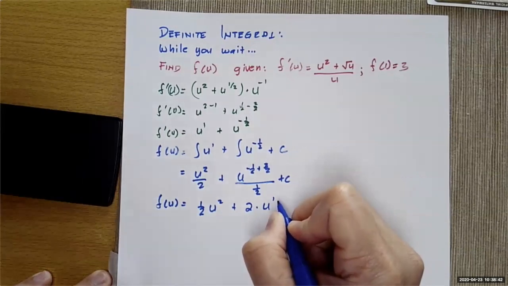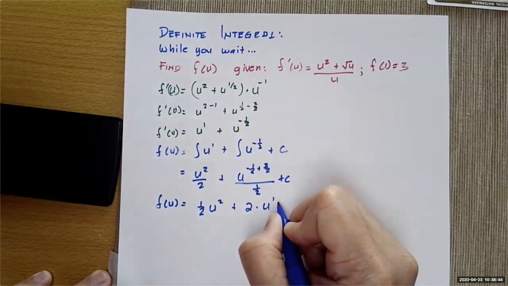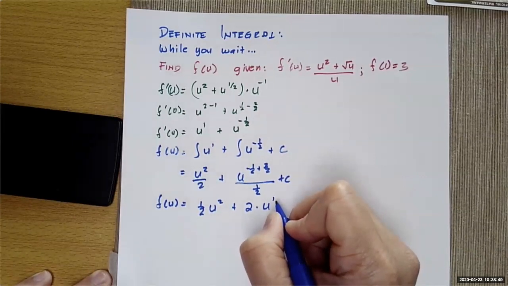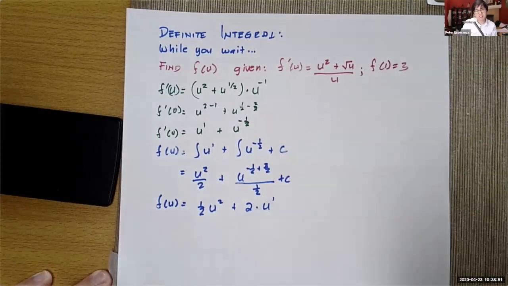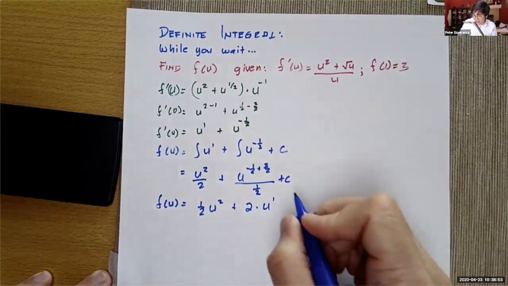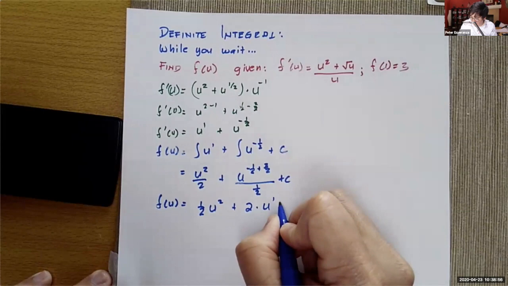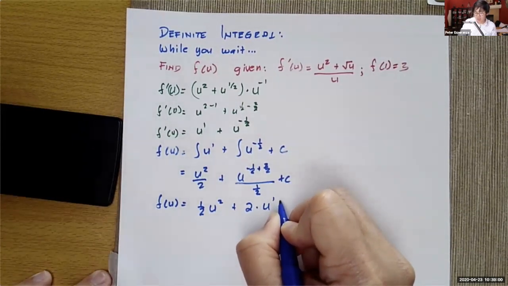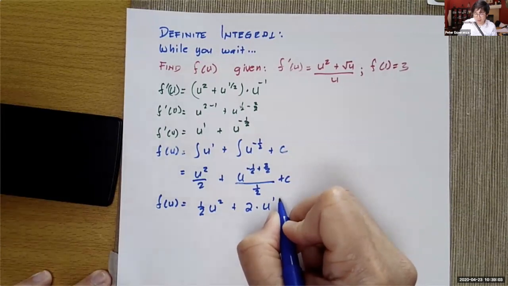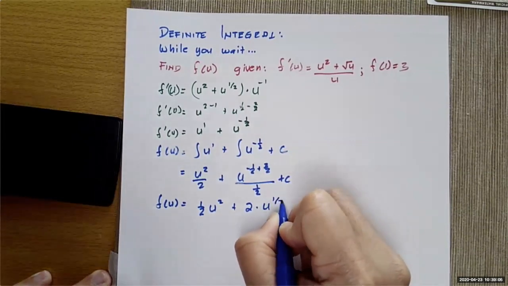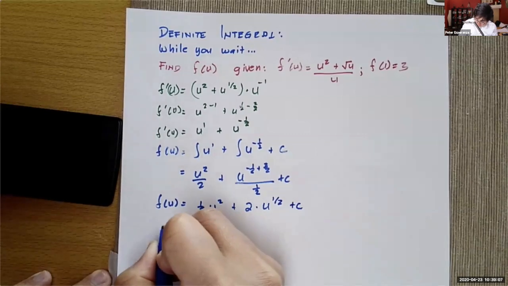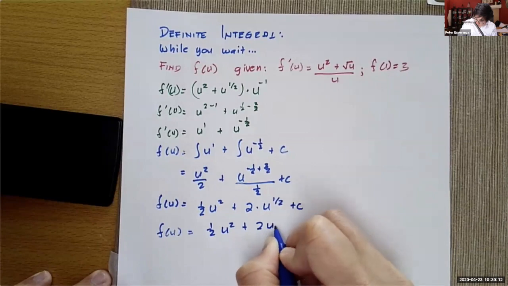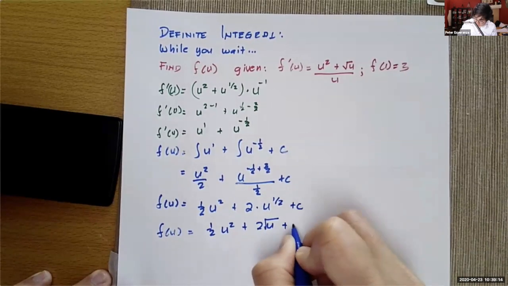I got 3/2 for my constant. You got 3 over 2 for your constant? Yeah, negative. -3/2? Well, we'll see. So what is my exponent here? -1/2 plus 1 is 1/2. Okay. Plus c. So f of u is equal to 1/2 u squared plus 2 square root of u plus c, right?